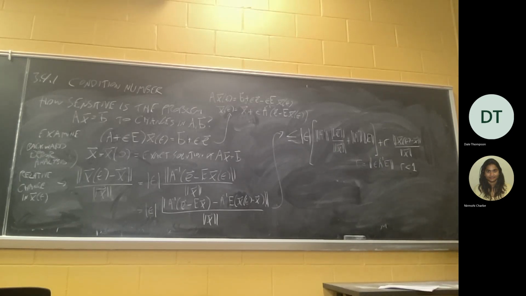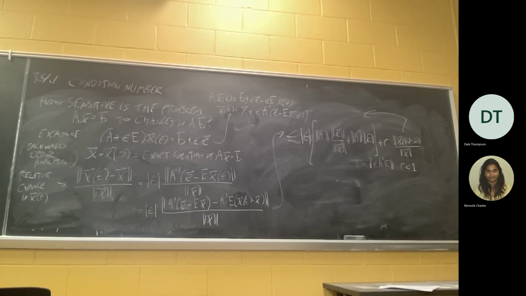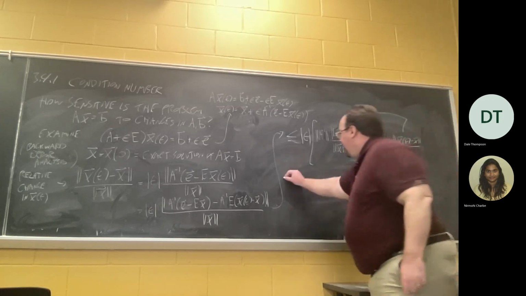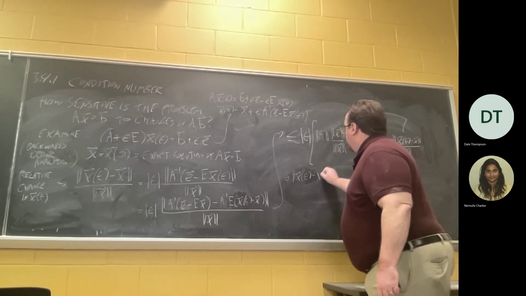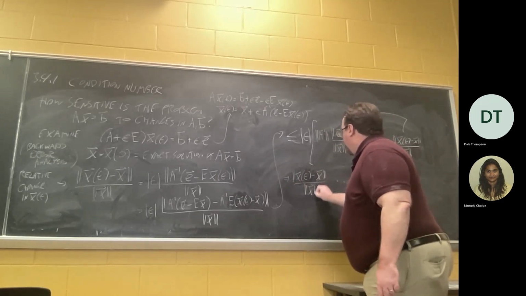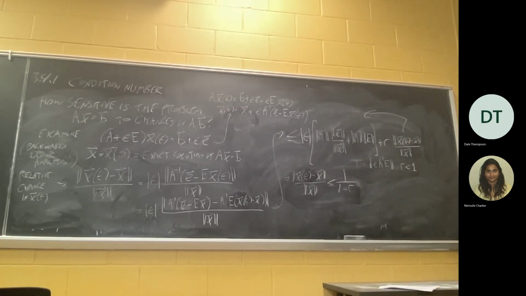Oh, dang, running out of time. Notice on the left side of all this, I have norm of X of epsilon minus X over norm of X. I have the exact same thing over here, but multiplied by R. So I can take this term and move it to the other side. And now I'm going to have norm of X of epsilon minus X over norm of X times 1 minus R, which I can now divide by. Now I have norm of X of epsilon minus X over norm of X is less than or equal to 1 over 1 minus R. And that's why I needed to assume that R is less than 1.